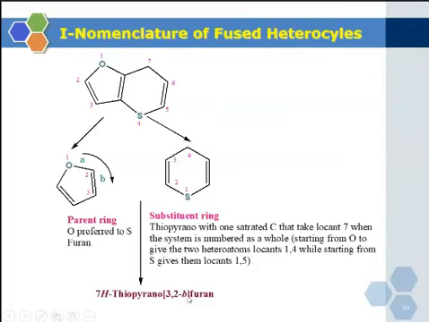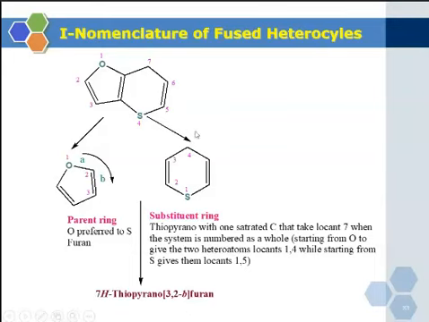Thiopyrano and furan both are separated by a square bracket. Along which surface of the substituent is attached the surface? 3,2 or 2,3. Followed by along which surface of this furan ring this fusion has taken place, along surface B. Hence 3,2-b is placed within the square bracket.